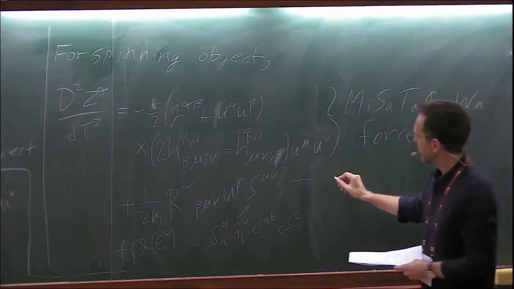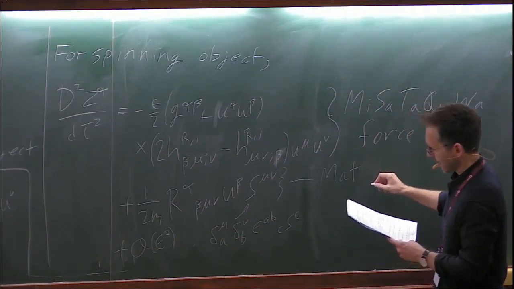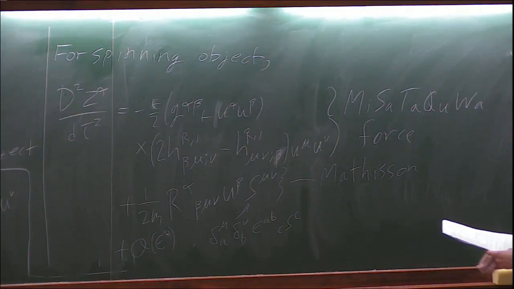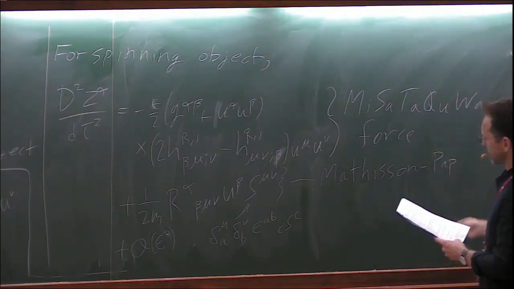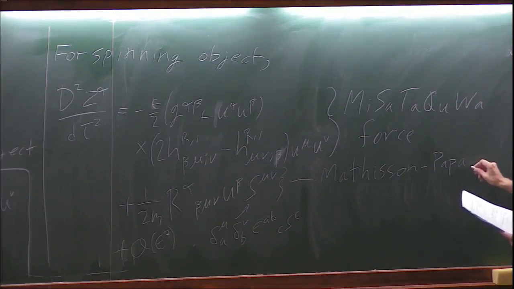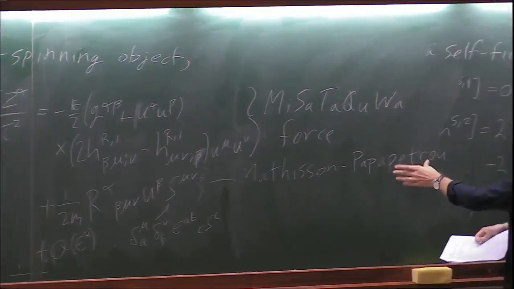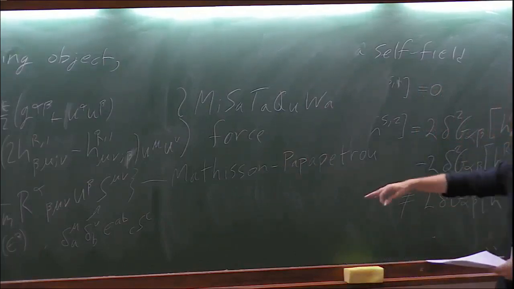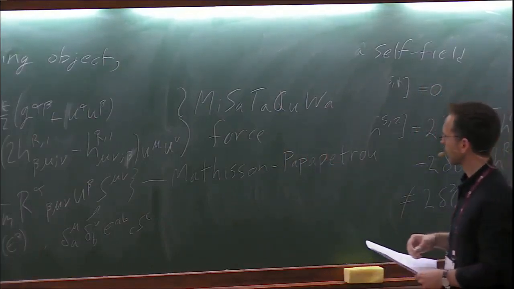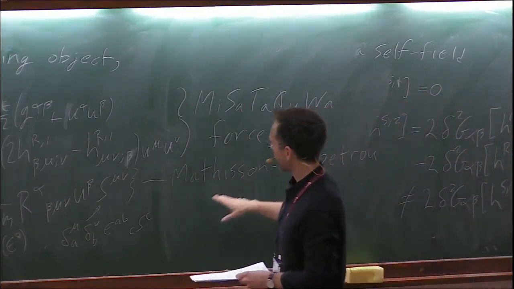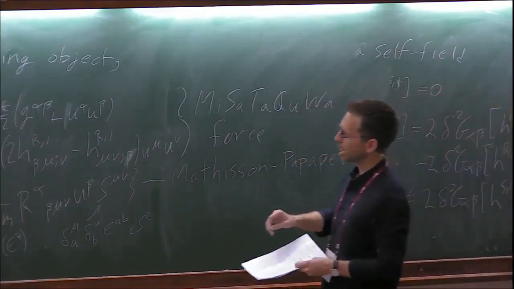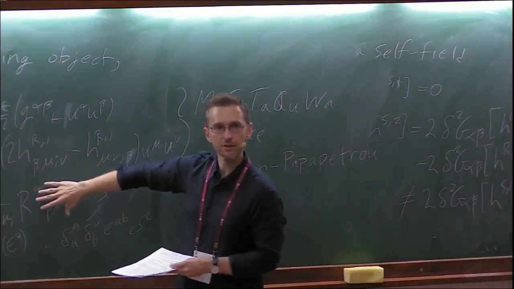This term here was first derived by Mathisson in the 1930s, and like 20 years later, re-derived by Papapetrou. But for some reason, for many decades, it was called the Papapetrou force, not the Mathisson force, even though he got it 20 years earlier. But now I think most people call it Mathisson-Papapetrou. So the way they derived it was not at all the way the things are derived here, but using just the matched asymptotic expansions, you do get this term in your force.